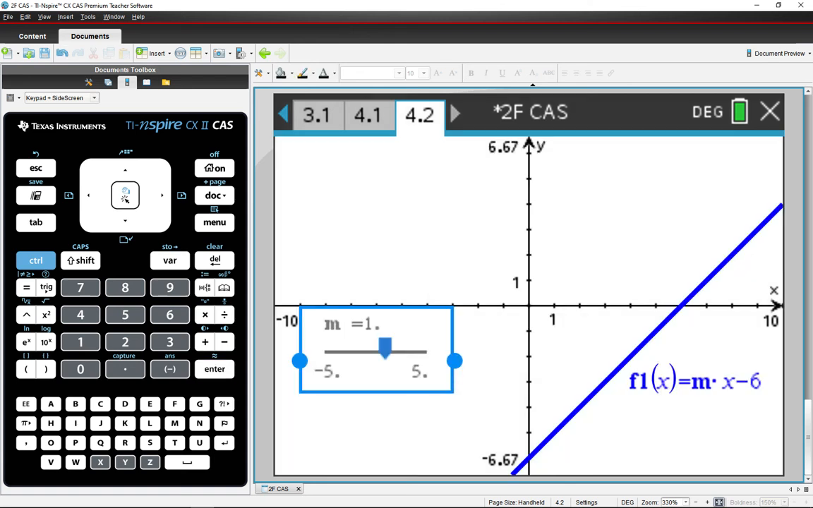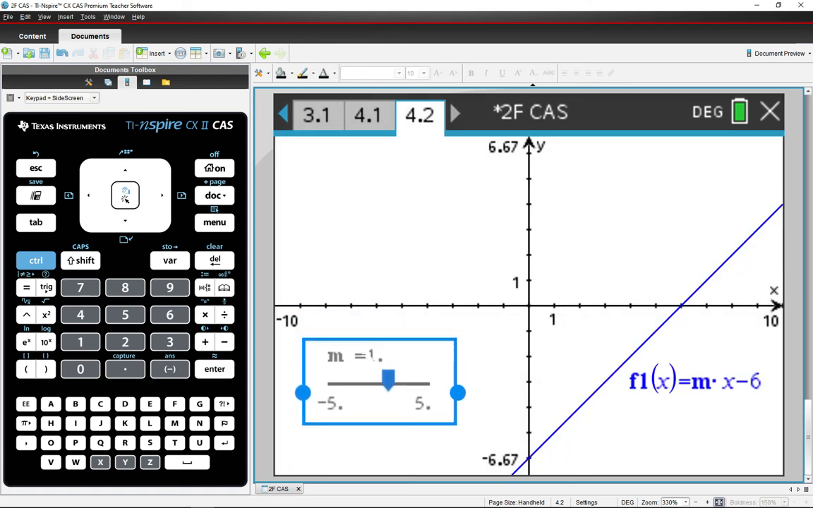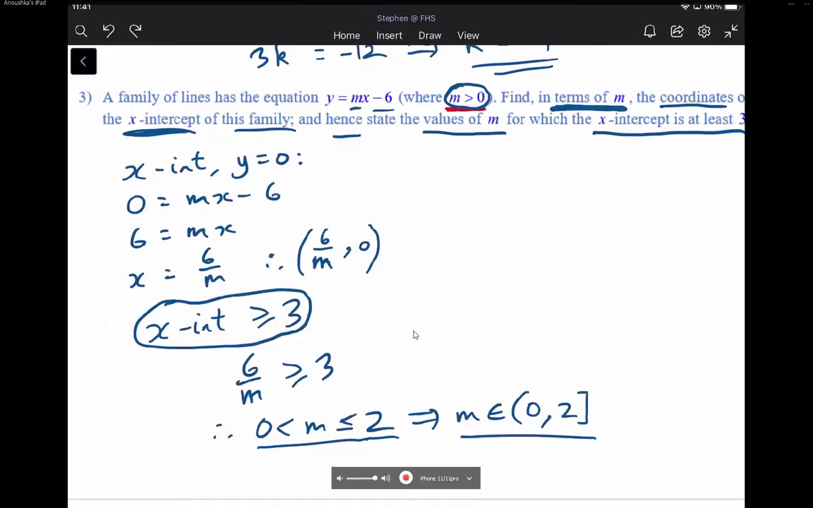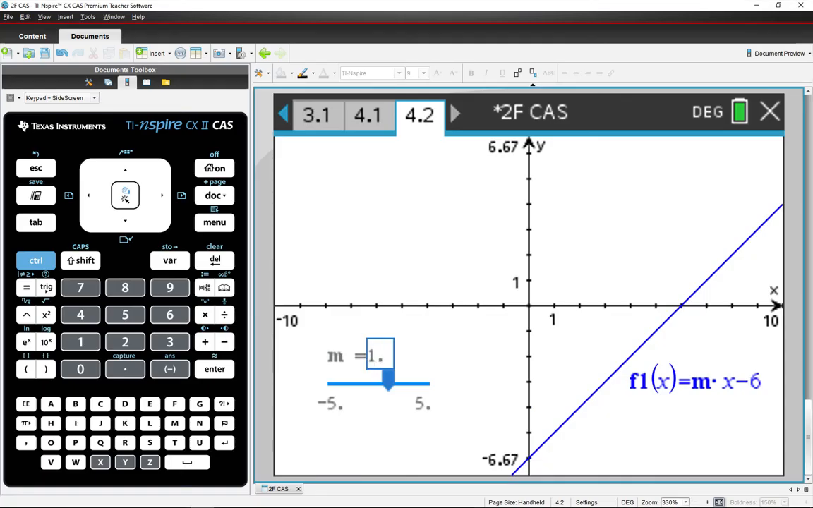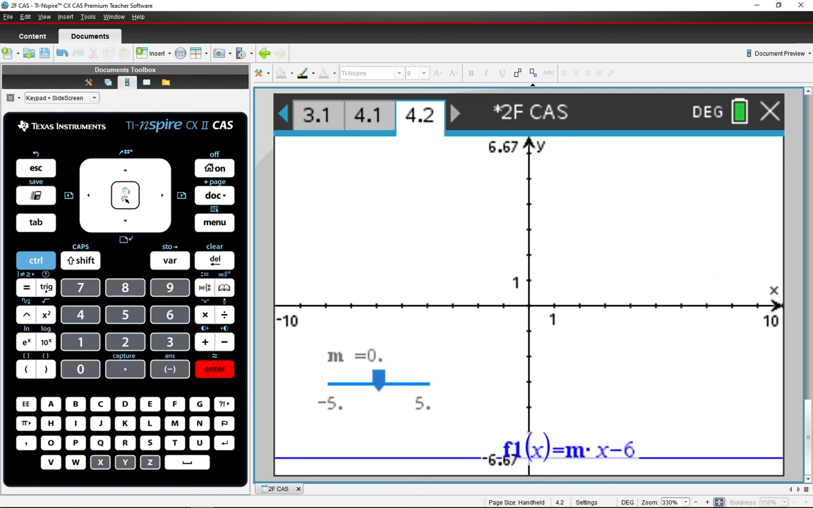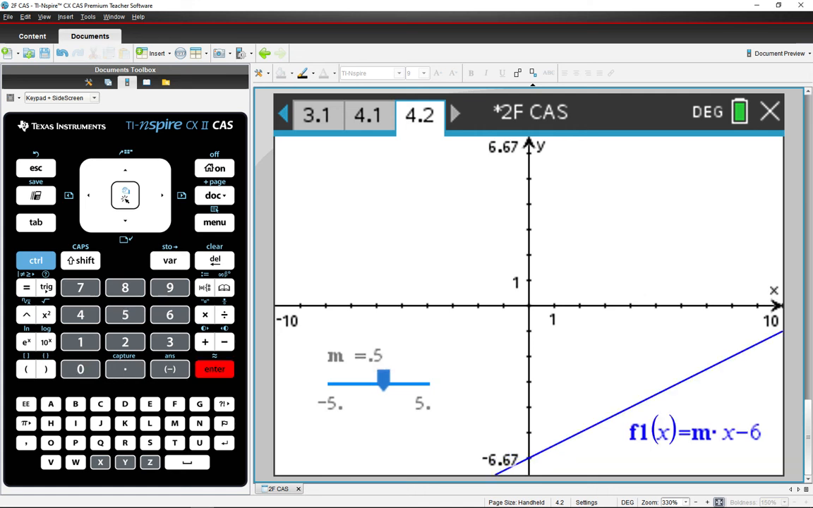I'm going to create a slider for m, and here's what I'm going to do. We know from our answer that m has to be between 0 and 2. Okay, so if m is equal to 0, for example, you can see it's a flat line, which makes sense. A gradient of 0 means a flat line, there's no real x-intercept going on there. And that's why 0 is not included in our answer. Let's try something a bit different. Let's say 0.5. Well, with 0.5, you can clearly see this line is going all the way, it's even exiting the screen.